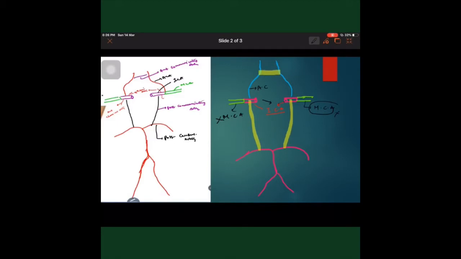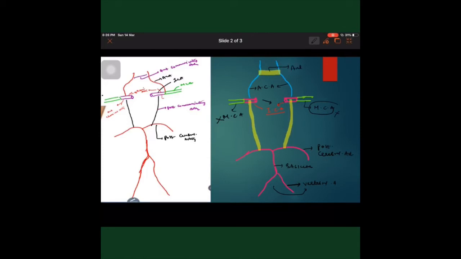Then the above one, the blue arteries, is ACA, that is anterior cerebral arteries, both right and left. Then below I am marking the posterior cerebral arteries, both right and left. The posterior cerebral arteries are formed from both vertebral arteries below, right and left, which fuse to form the basilar artery. That basilar artery gives rise to the two posterior cerebral arteries.